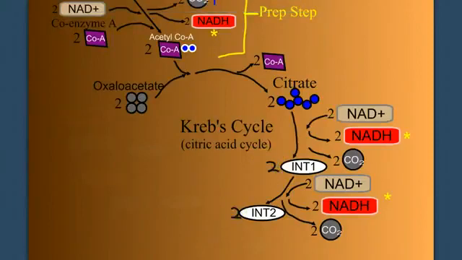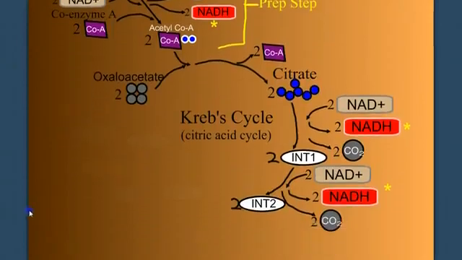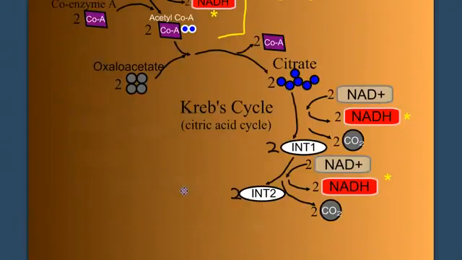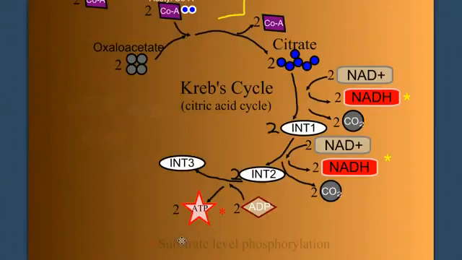Now let's not forget the point of what we're trying to do. We're trying to make ATP, and so far we've not made any. In this next change, intermediate 2 becomes intermediate 3, and in doing so we do make our first 2 ATP, 2 intermediates to make 2 ATP, and we do this by substrate level phosphorylation.